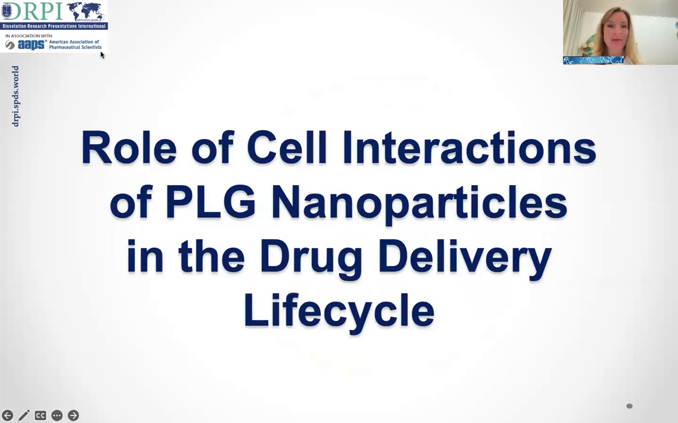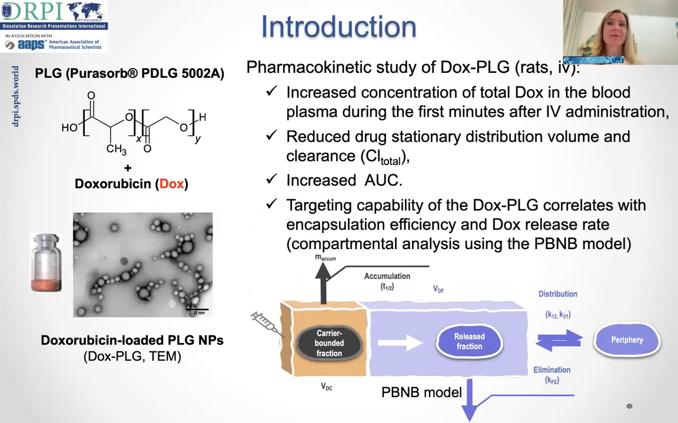Hello everyone! Today I'm going to tell you about the role of cell interactions of PLG nanoparticles in the drug delivery life cycle. As you may know, the pharmacokinetics of nanoparticle-based drug delivery systems is generally evaluated by their plasma concentration time profiles. However, the blood partitioning behavior of polylactic-co-glycolide nanoparticles, widely used in the formulation of doxorubicin and other anti-cancer agents, showed that a significant fraction of nanoparticles is bound to the blood cells. So they do not appear in plasma, resulting in misinterpretation of pharmacokinetic parameters.